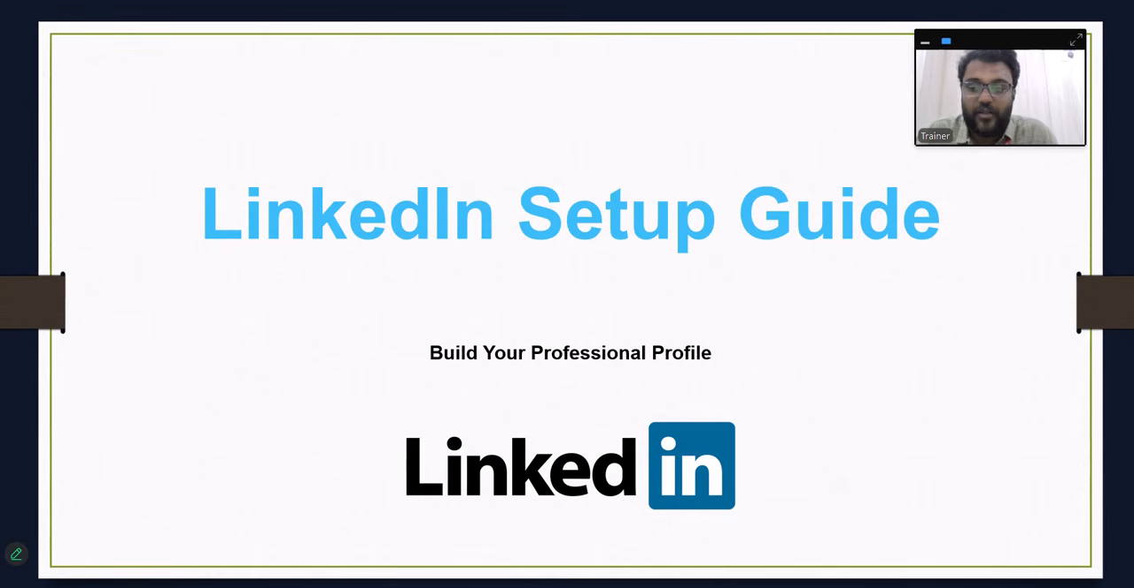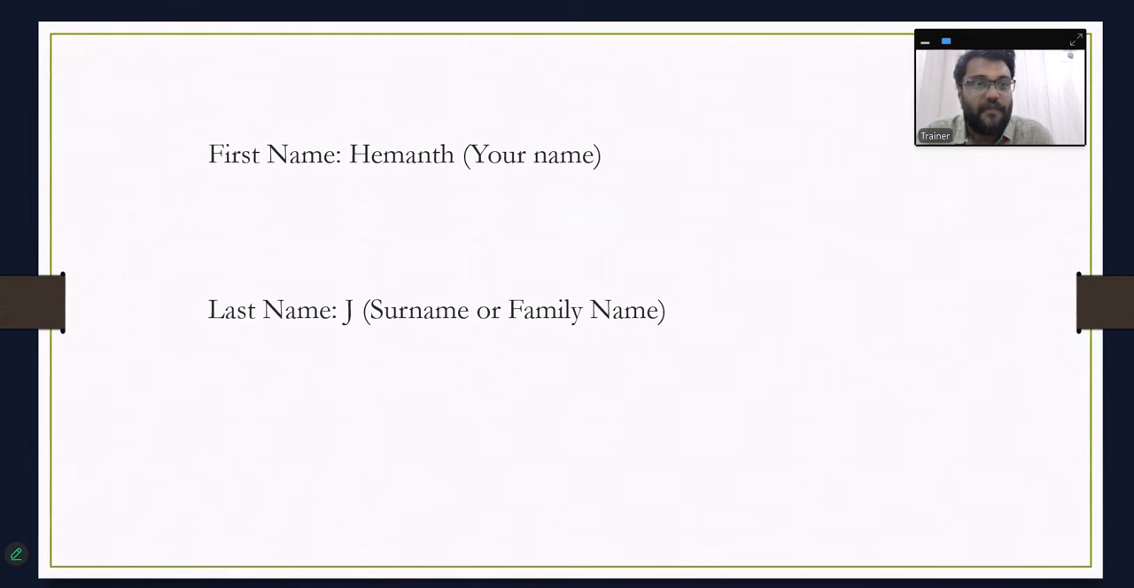First thing, when you're applying for any job or creating a LinkedIn account, you have to know about first name and last name. Your first name must be your name. Let's say my name is Hemant J. J is my family name or my surname. It should be the last name, and the first name must be Hemant.